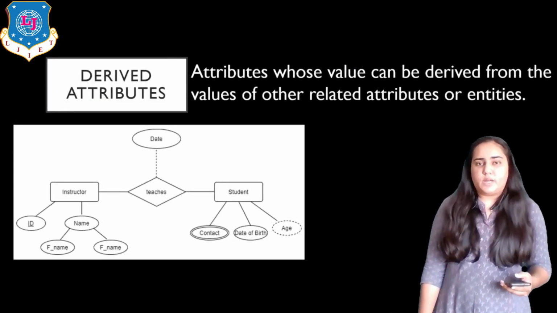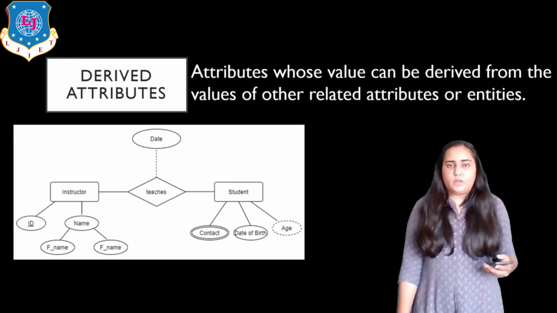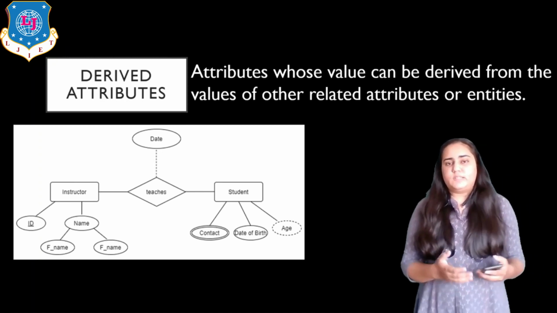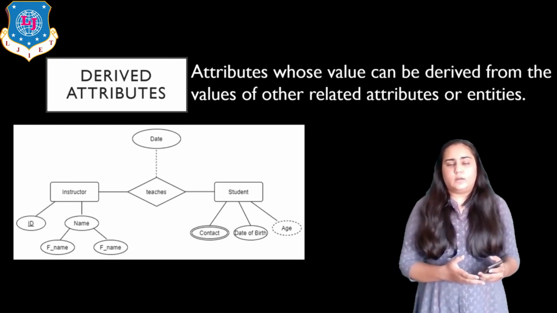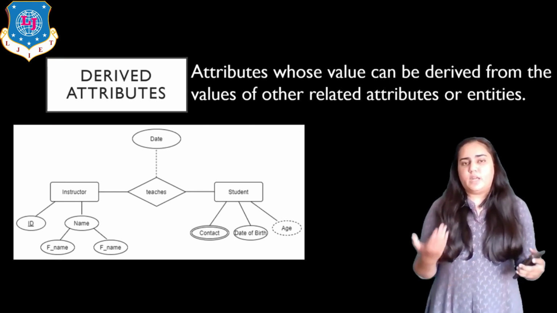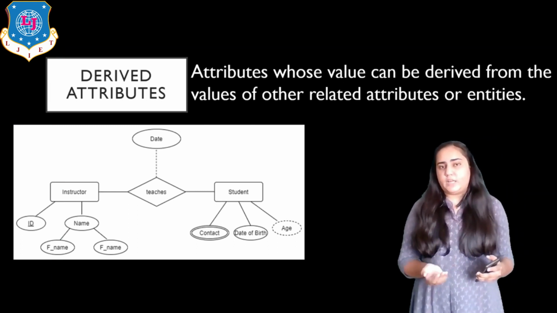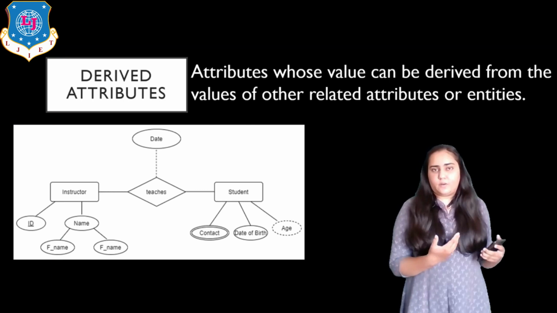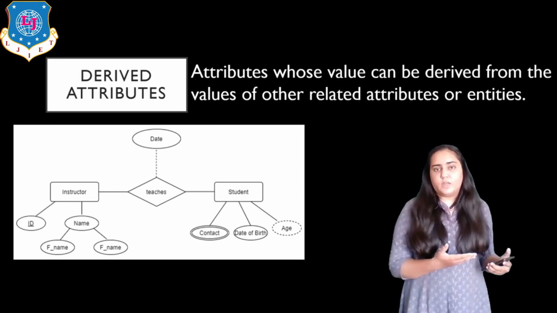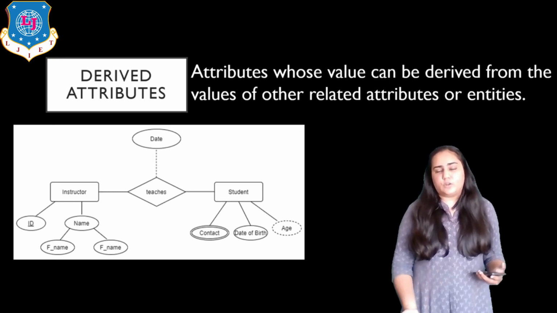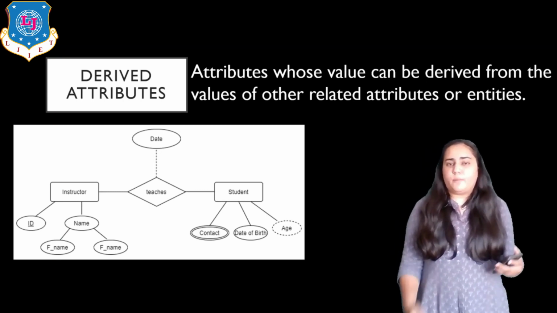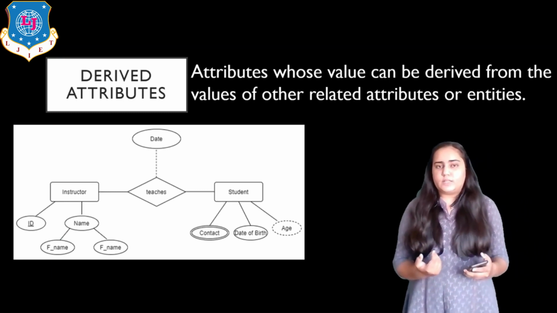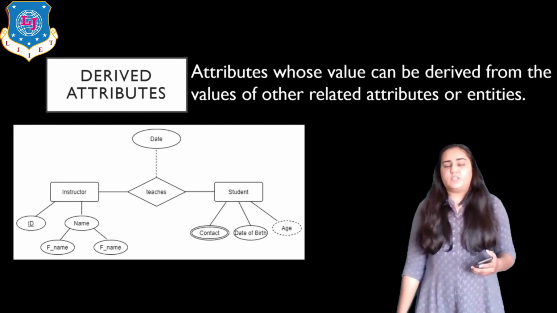Next attribute is the derived attribute, whose value can be derived from the values of other related attributes or entities. So for example, you can see there's a date of birth attribute given. Now, if I have somebody's date of birth and I want to find their age, it's fairly simple. I just have to subtract the date of birth from today's date, and that would give me the age of the person. So from the date of birth, I can derive the age of a person. And so age is, as you can see here, a derived attribute.